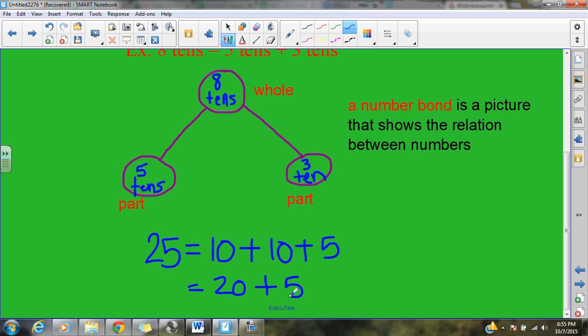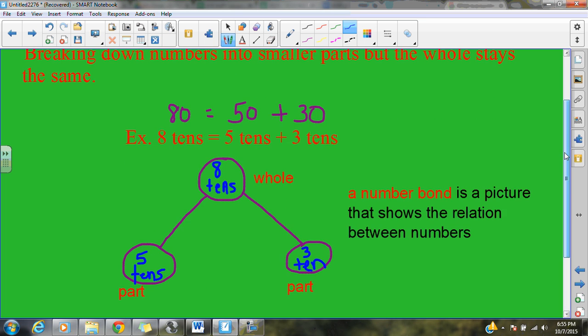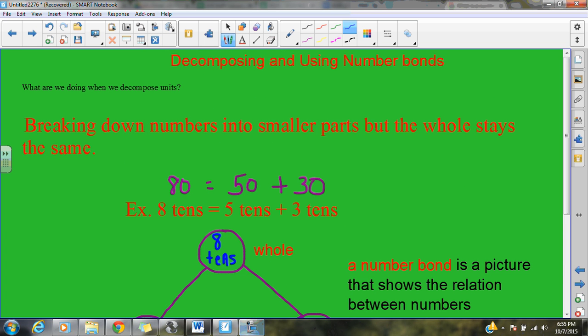But any way you do it, you have to make sure that what you started out with when you're breaking it up, you have the same value or the same amount on the other side. And that is decomposing numbers. It's breaking the numbers down.